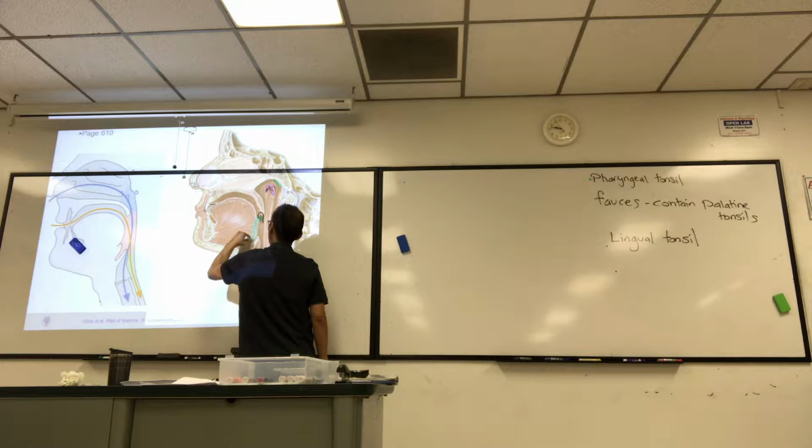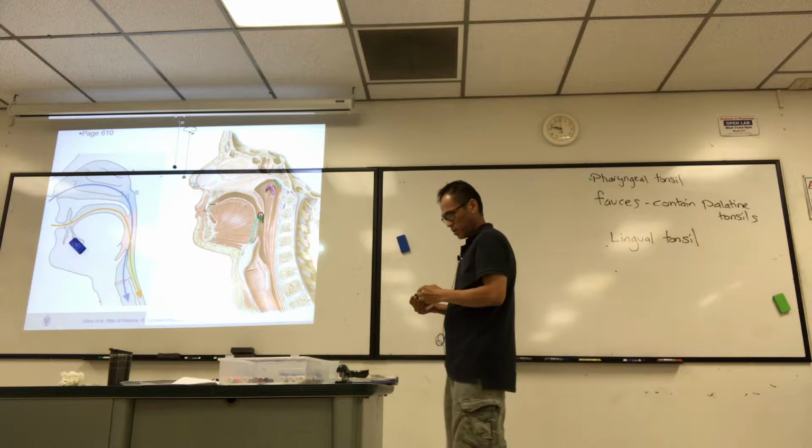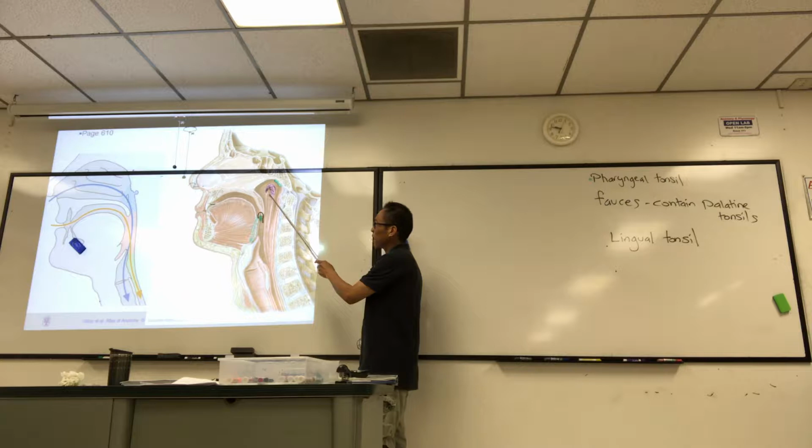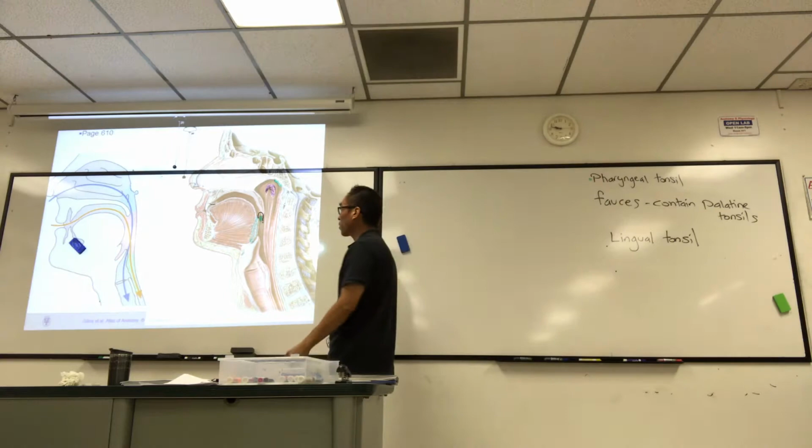So anyways, let's review. That's the opening to your auditory tube. Pharyngeal tonsil, the palatine tonsil in the fauces, and behind the tongue, the lingual tonsil, lymphoid tissues that you should be able to identify in the model. I'm going to move on.